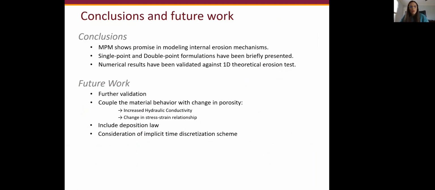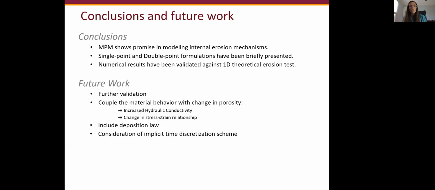As a conclusion, to end this presentation, I presented the material point method, which shows promise for modeling internal erosion mechanisms using these extended formulations. We presented both single point and double point formulations very briefly, and we validated our results using 1D theoretical erosion tests. For future work, we have to keep further validating the formulations for more complicated scenarios and coupling with solid skeleton deformation.